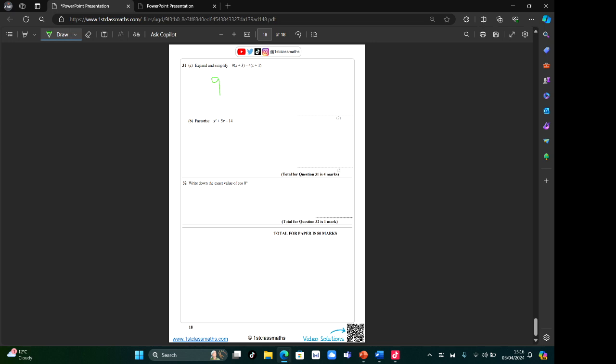Right, expand the brackets. I'm going to have 9x plus 27 for the first bracket, and then minus 4 times x is going to be minus 4x. Minus 4 times positive 1 makes minus 4. Collect like terms. I get 5x plus 23. Does that make sense, guys? Are we happy with that? This is a super common question at the start of higher tier papers and the end of foundation. Does that make sense, Dora? Let me know.